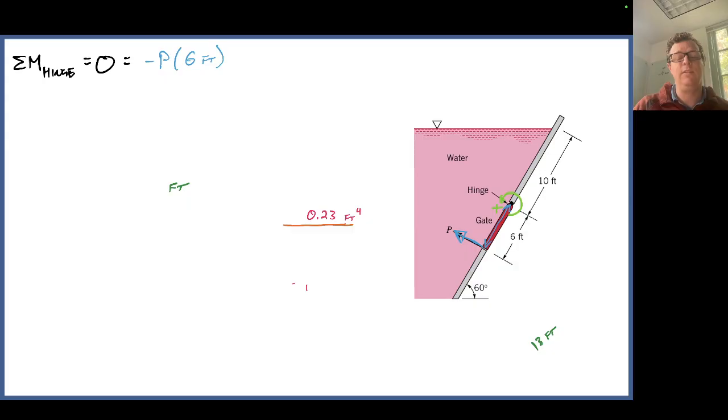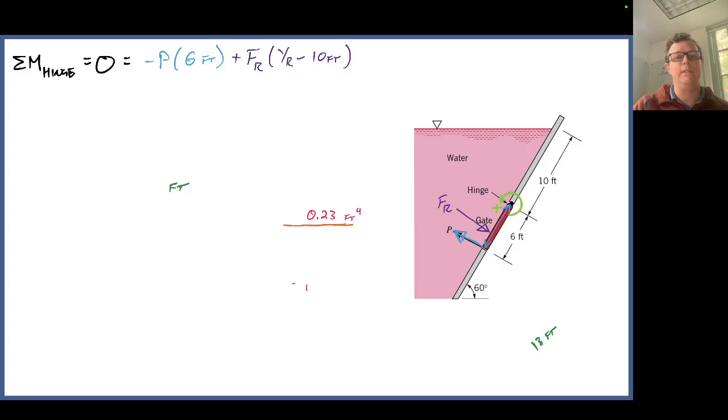That's acting 6 feet away from the hinge, so my moment arm is 6 feet. And directionally, it's got a negative sign in front of it because it would cause a clockwise rotation, negative in my convention. The second piece here will be the resultant force, Fr, acting at some distance away from the hinge.